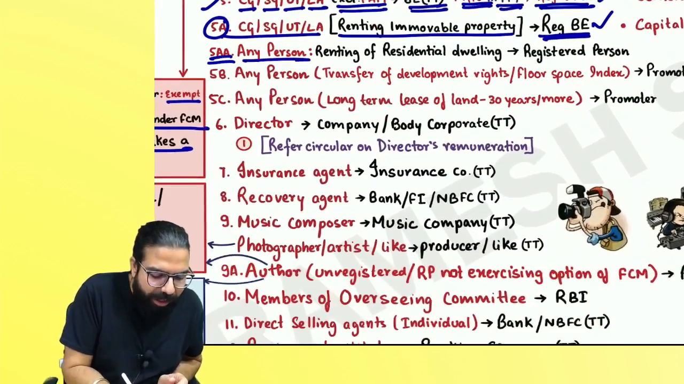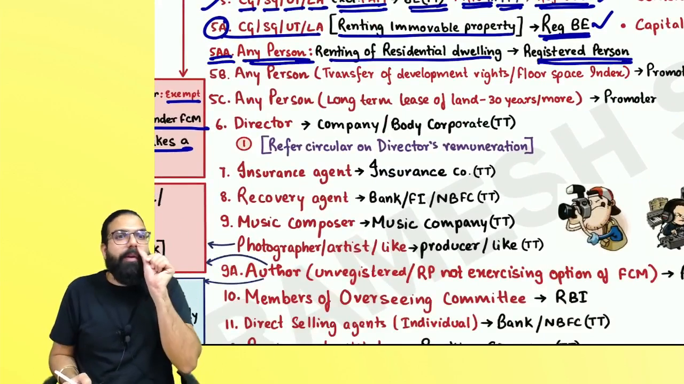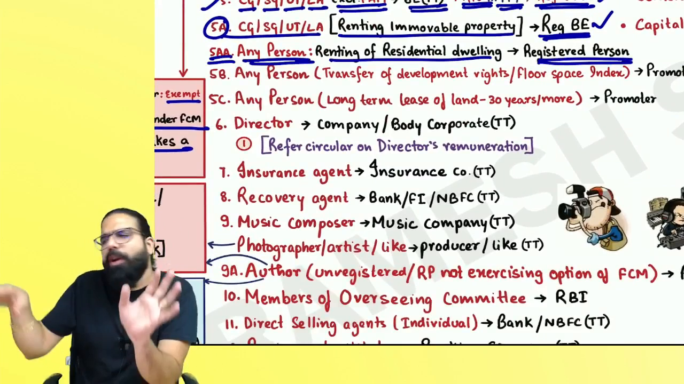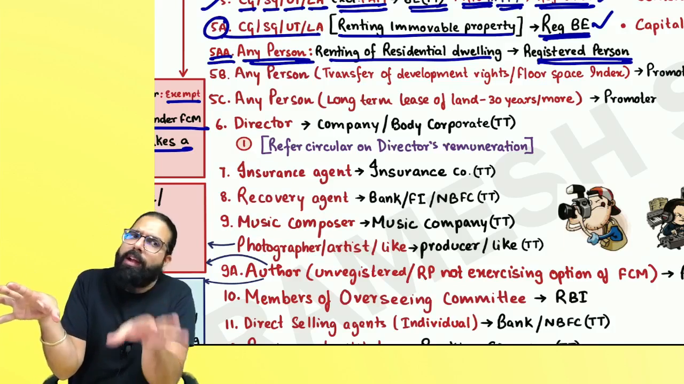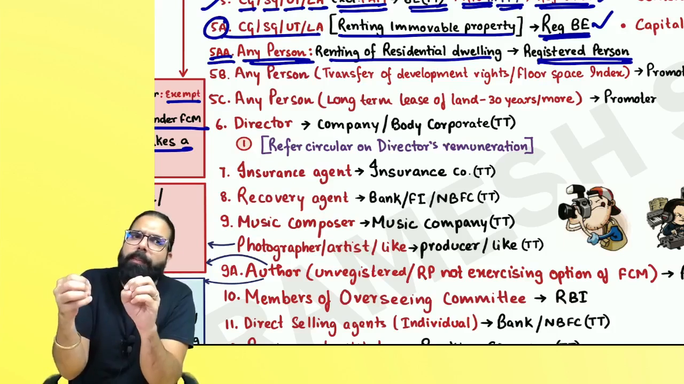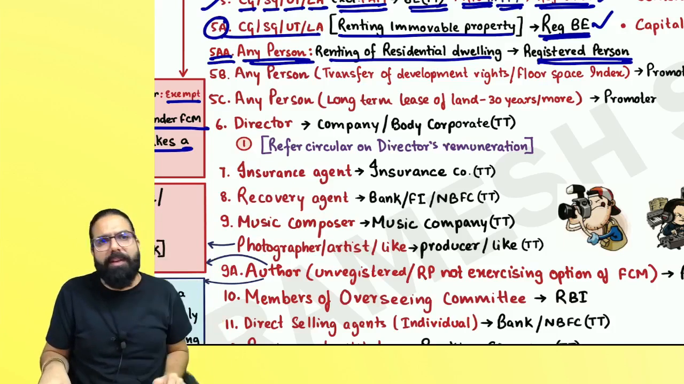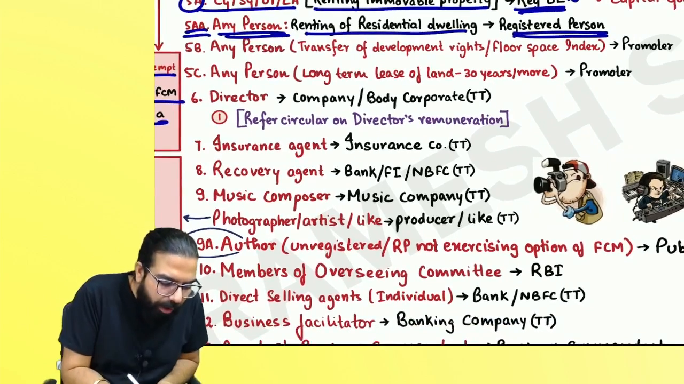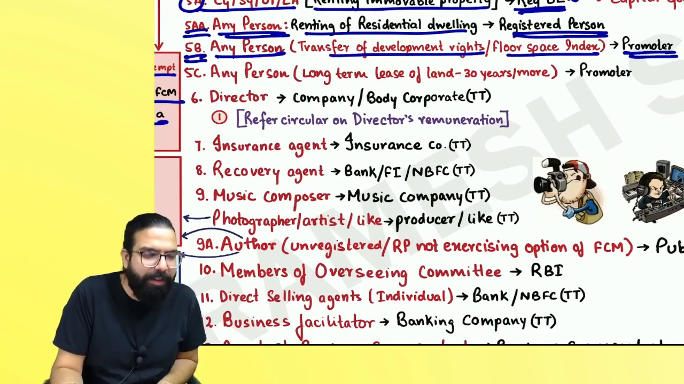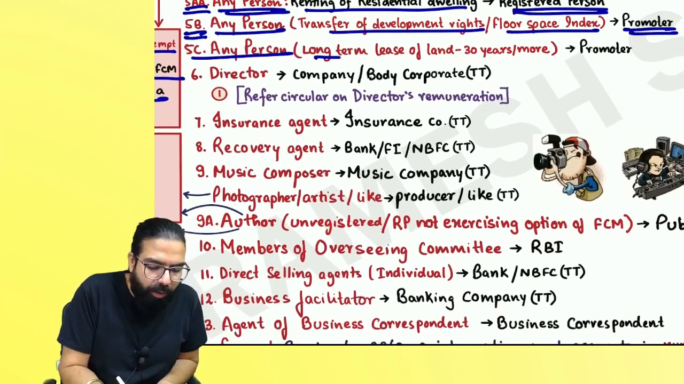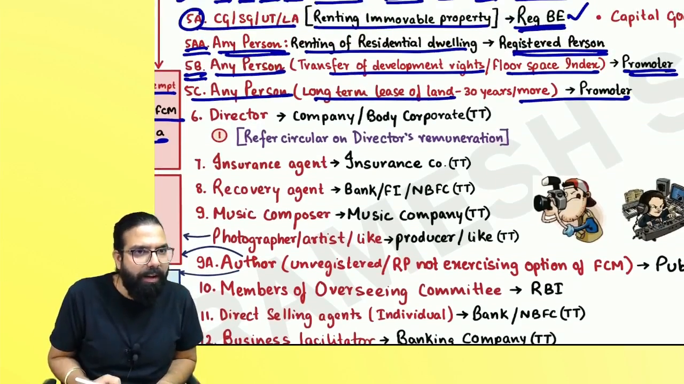The next one over here is any person renting a residential dwelling, not for the purpose of residence. They have told, any person renting a residential dwelling to a registered person, whether for commercial purpose or residential purpose, the registered person will pay the GST under RCM. The next one is any person giving transfer of development right or floor space index, the promoter pays the GST under RCM. Any person giving a long-term lease of land of 30 years or more, the promoter pays the GST under RCM.